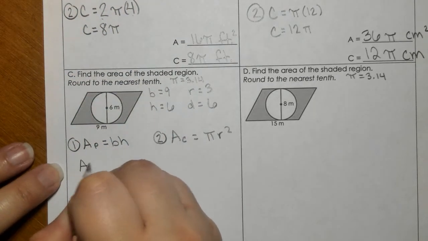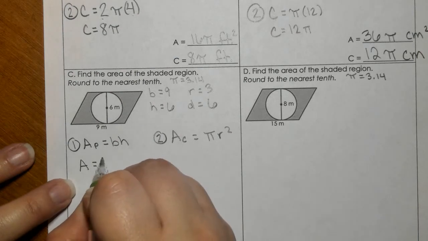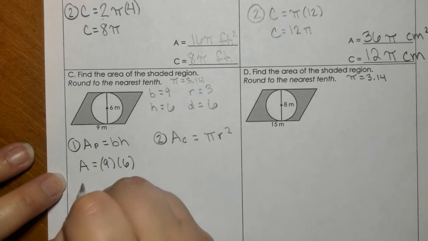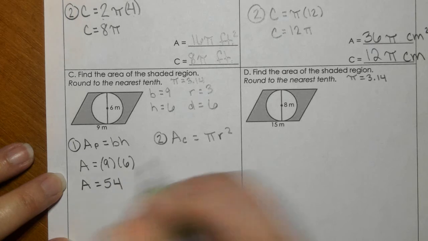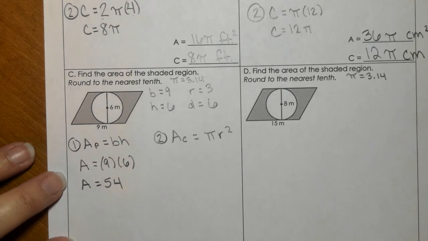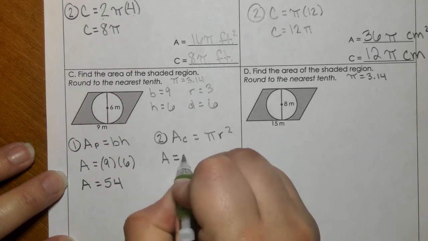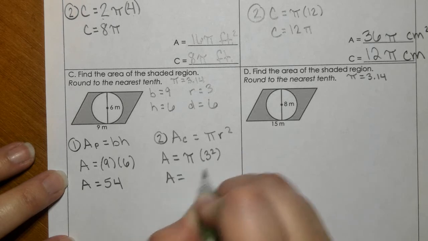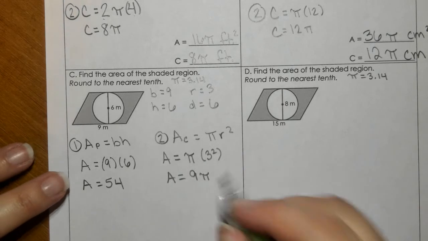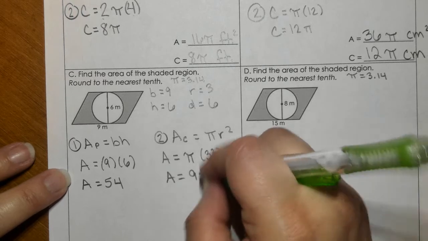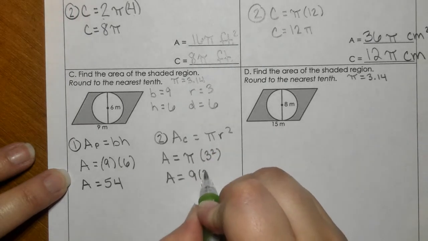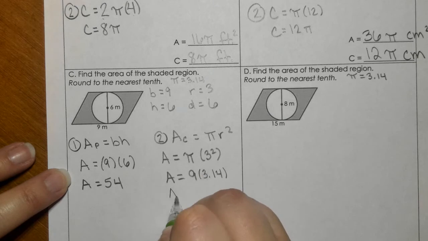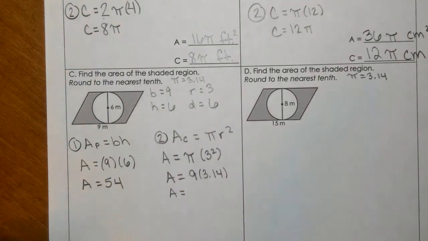So the area of the parallelogram, base times height, would be 9 times 6. Simply 54. Area of the circle, we have r squared, so 3 squared. And that would be 9 pi. But we're going to make pi 3.14. And this would get us 28.26.